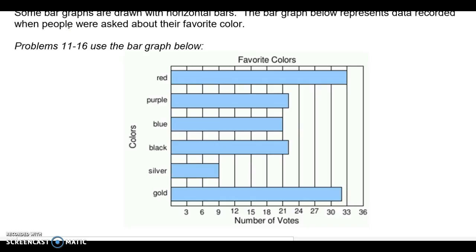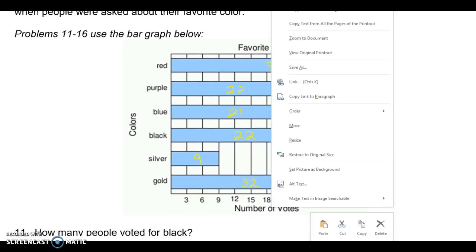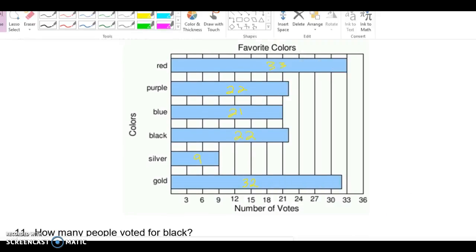So the red looks like 33. And purple, it's between 21 and 24, a little closer to 21 than 24, so I'm going to call that 22. Blue is 21. Black looks like it's 22, just like purple. Silver is 9. And gold is between 30 and 33, closer to 33, so that must be 32. All right, so now let's go ahead and answer the questions attached to this graph.